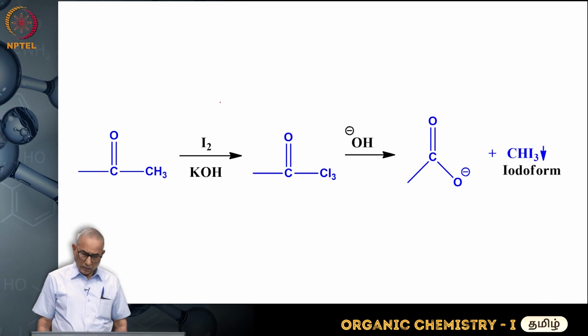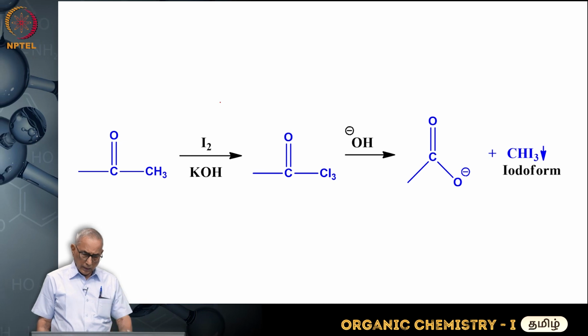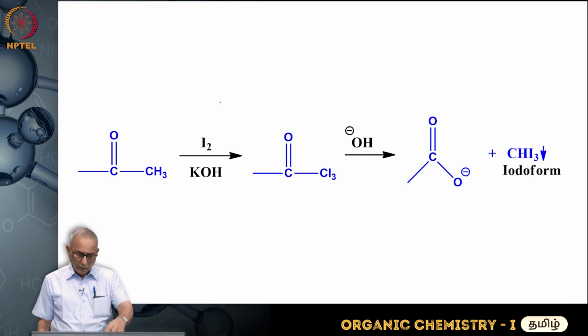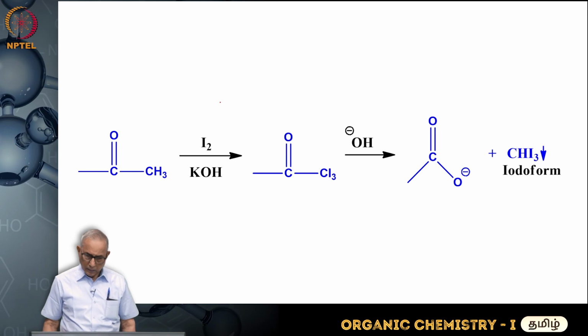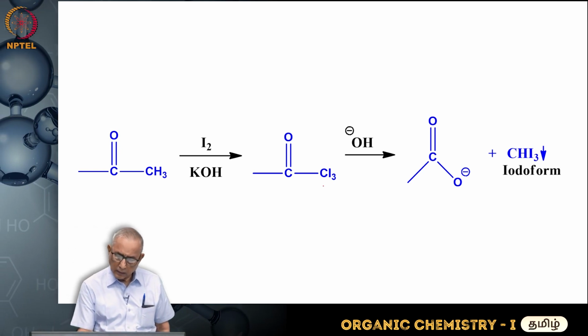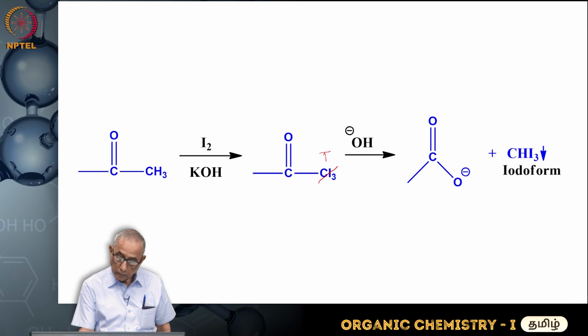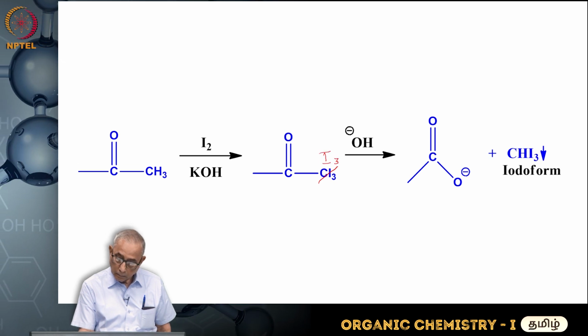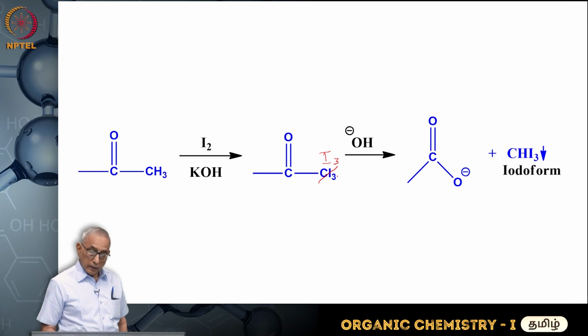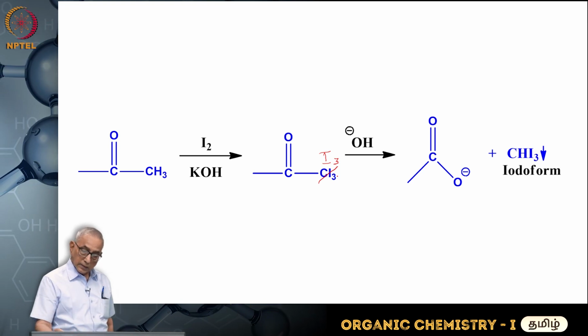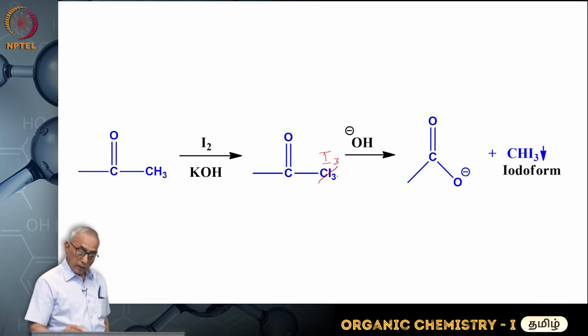Here again the same reaction is depicted. With iodine and potassium hydroxide, we get CHI3 and hydroxide. We will remove this as CHI3 and you get a carboxylic acid.